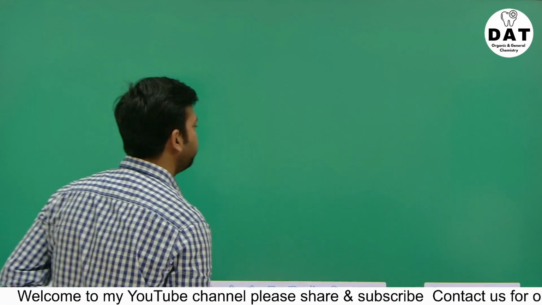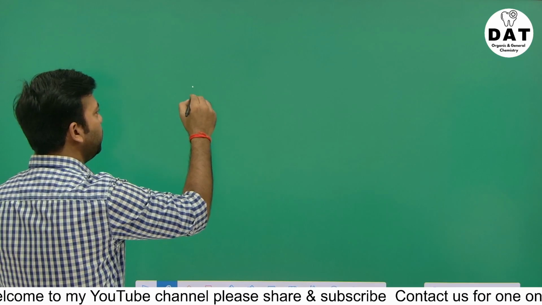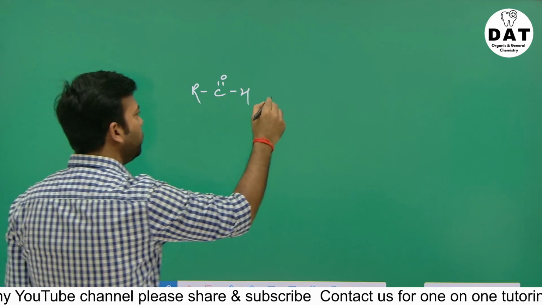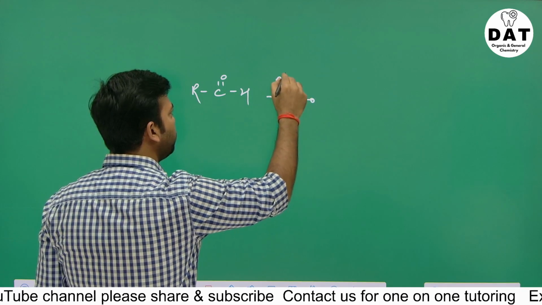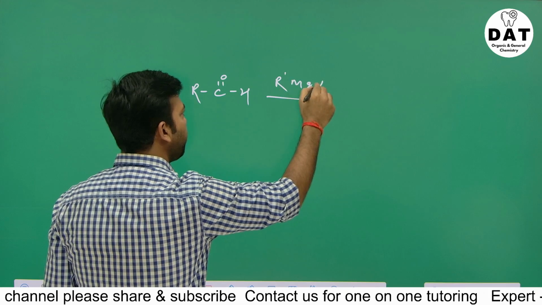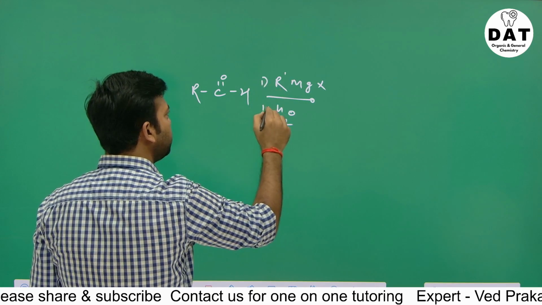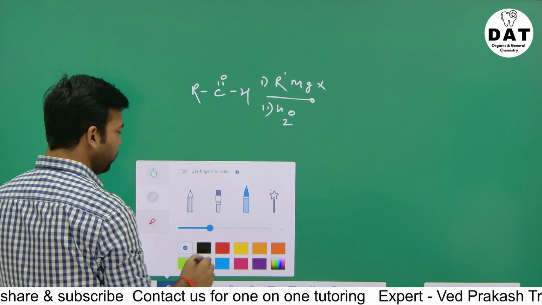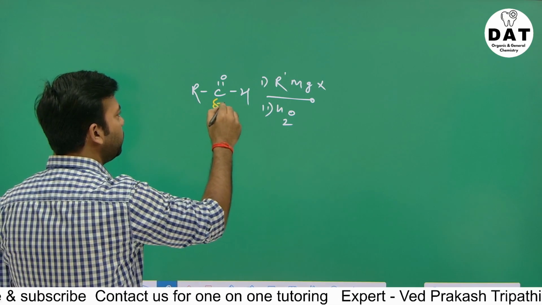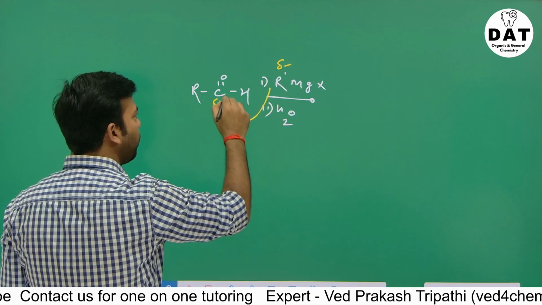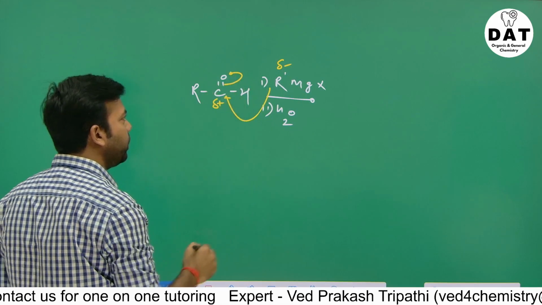Look at here. We all know, suppose we have this aldehyde and we are going to use RMgX here, suppose R dash MgX, and in the next step we have water. So this is the first step, this is the second step. As you can see, this is an electrophilic carbon and we have a nucleophile R dash, so it is going to attack this carbon and this bond is going to break.